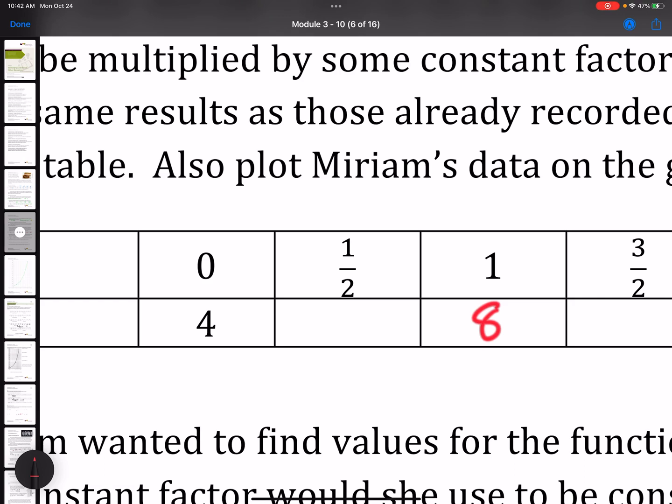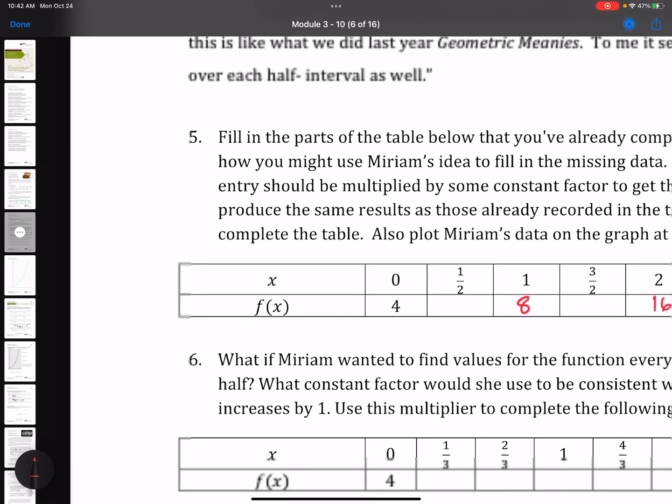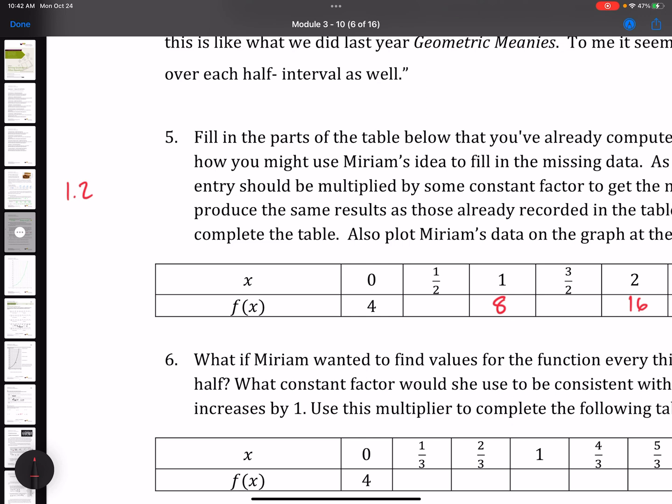What if you do 1 and a half? Okay, so 1.5. Let's try that. So 4 times 1.5, that gives me 6, times 1.5, that gives me 9. So that one's too big.